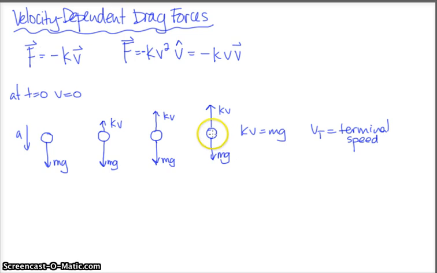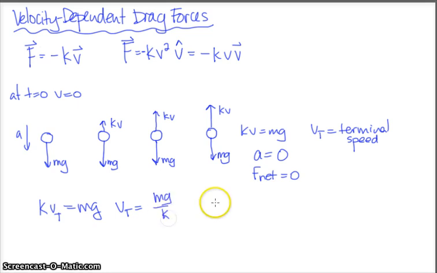The reason it reaches this terminal speed is because once the kv drag force equals the gravitational force, the acceleration is 0. The net force on this object is now 0, and it cannot get any faster. And to solve for that terminal speed, k times the terminal speed is equal to mg. So the terminal speed here is mg over k.